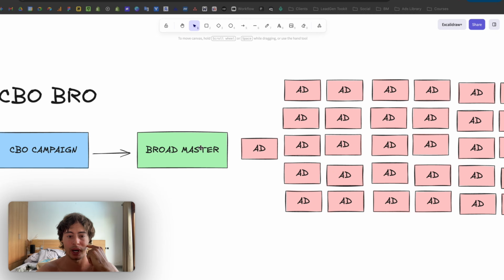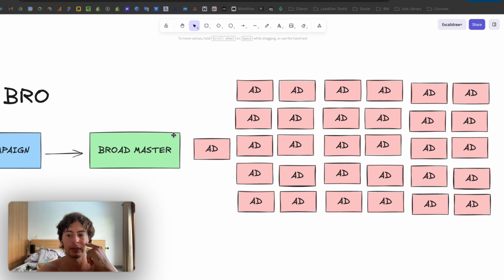Like, just have one ad set with like 20 creatives inside, and every time you have some new creatives just push them inside there, this could actually work. For how stupidly simple it sounds, this CBO broad could actually work, right? So definitely give it a try.